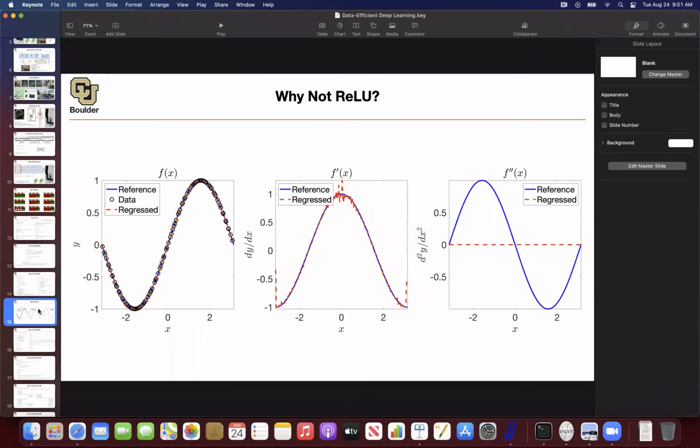People in deep learning can get away with ReLU because in the end, there is a summation over their data of a loss function for every single data point. And as soon as you do that summation, the function that you're minimizing is going to end up being as smooth as possible.